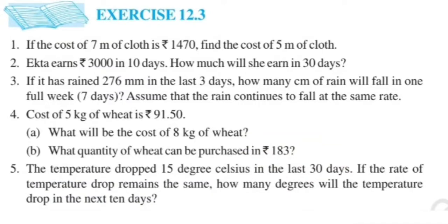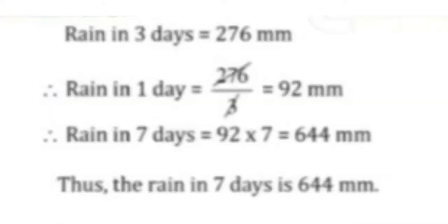If it has rained 276 millimeter in the last 3 days, how many centimeter of rain will fall in one full week, means 7 days? Assume that the rain continues to fall at the same rate. See the solution. So measure of rain in 3 days, that is given 276 millimeter. Now measure of rain in 1 day. So for 1 day we will divide by 3. So it will come 92 millimeter.